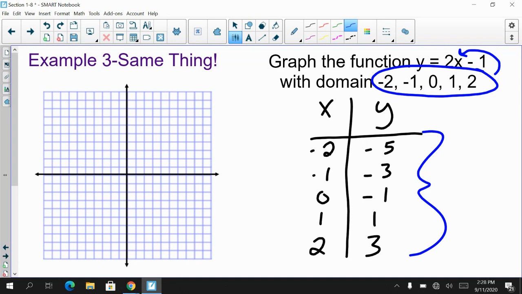Now let's graph those points. Let's see what it looks like. I'll do it in red. So -2, -5. If I did this correctly, it should make a line. So let's see if I did it right. And how about that? My 3 red dots make a nice vertical line. Well, diagonal line.